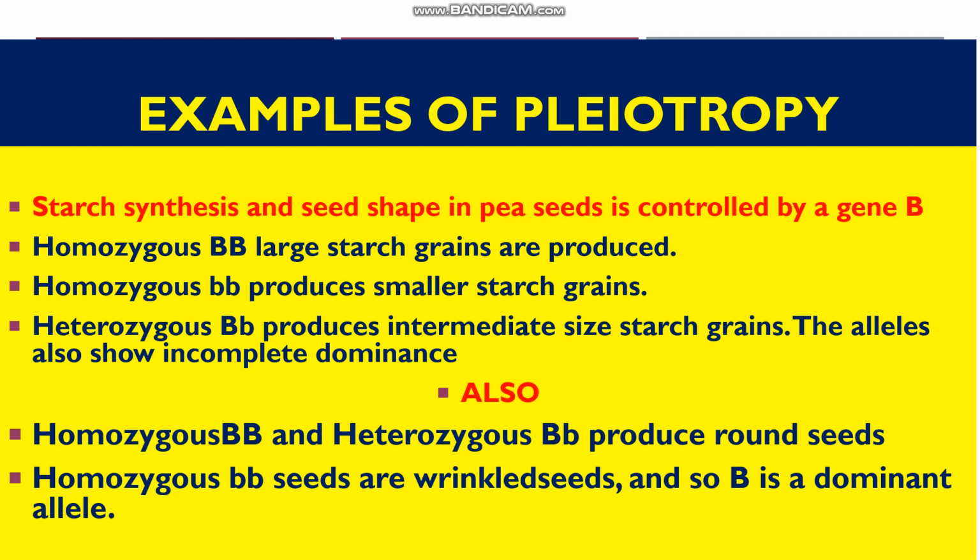Now if you notice the example of starch synthesis, it comes under incomplete dominance too. Because homozygous capital B produces large starch grains, homozygous small b produces smaller starch grains, and heterozygous capital B, small b produces intermediate size starch grains and not large starch grains. So this comes under incomplete dominance.